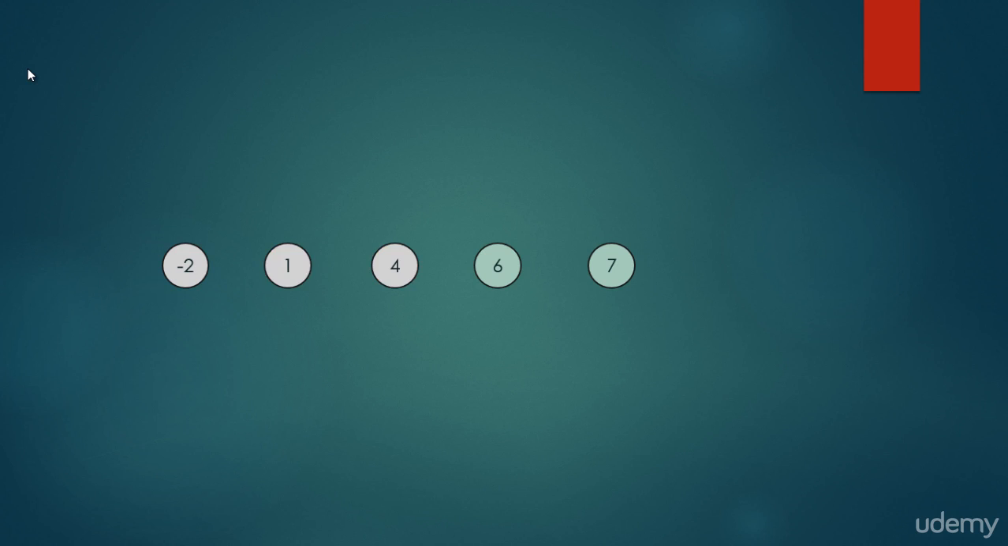So 4 is greater than 1, so it's in the right position. And we keep comparing -2 with 1. This is the last comparison, and we come to the conclusion that they are in the right place, so we consider both of them sorted. Okay, so that's all about bubble sort. It's very easy. Thanks for watching.